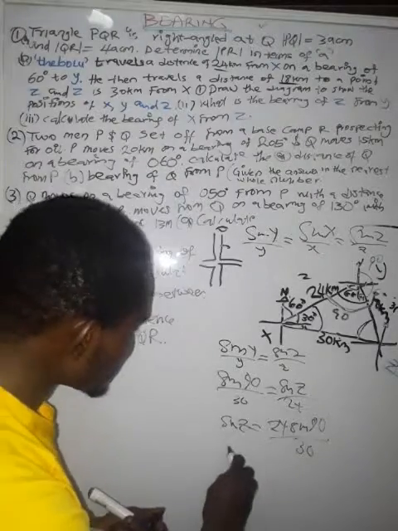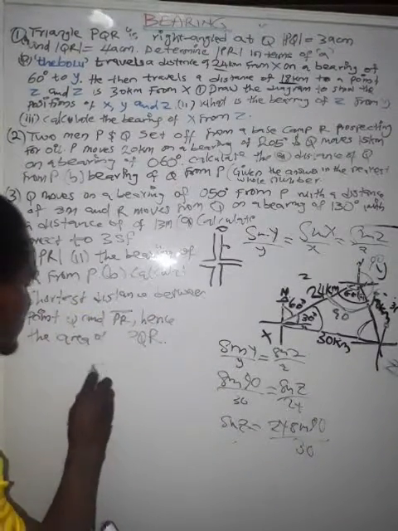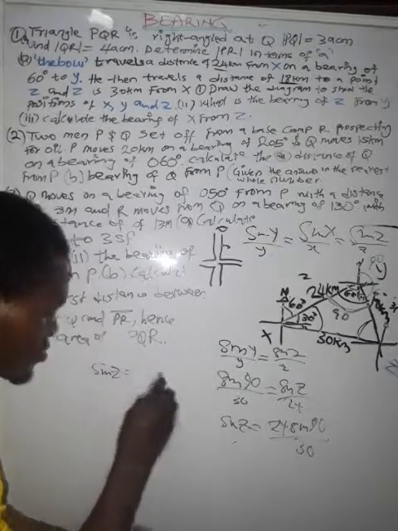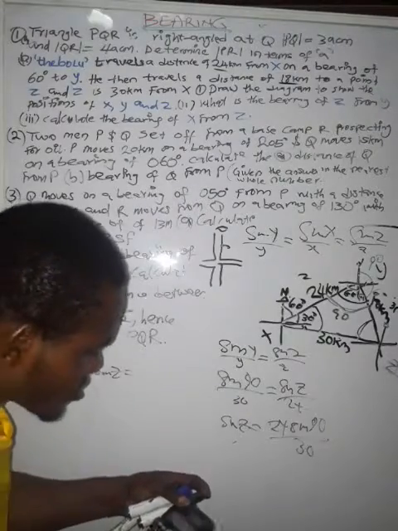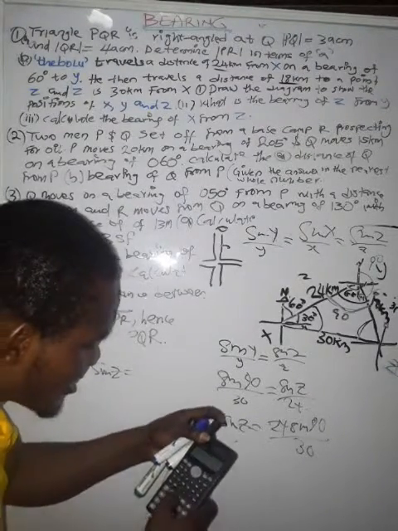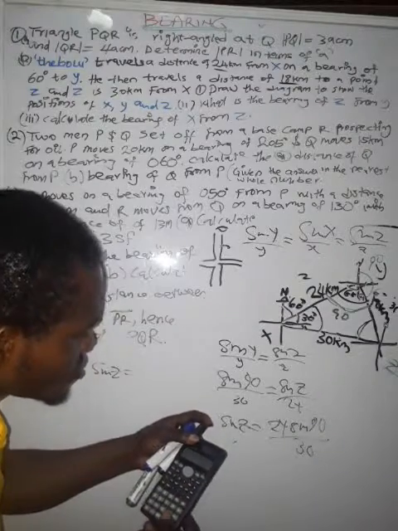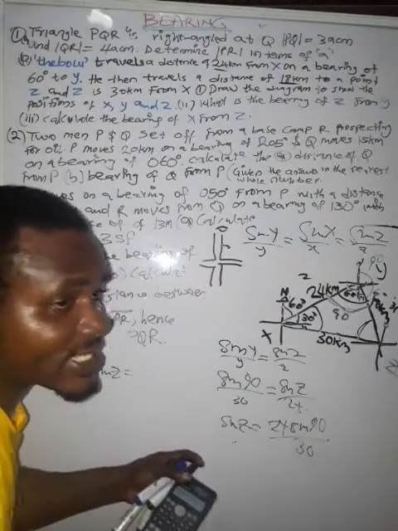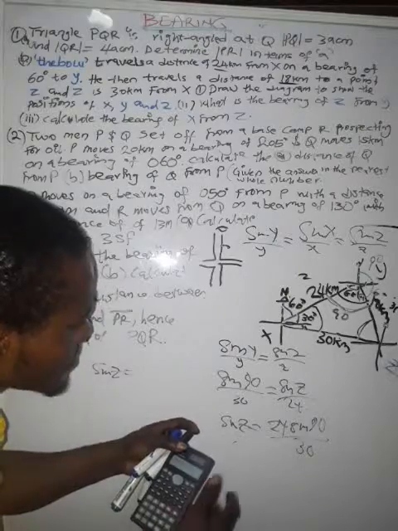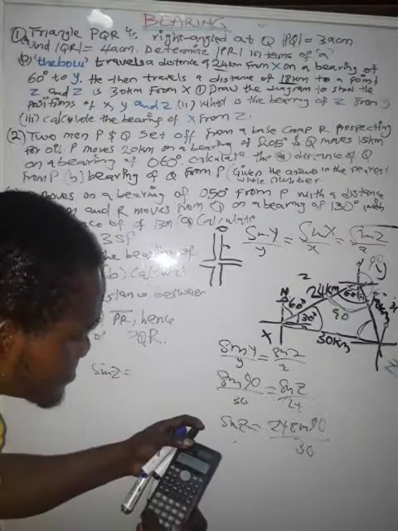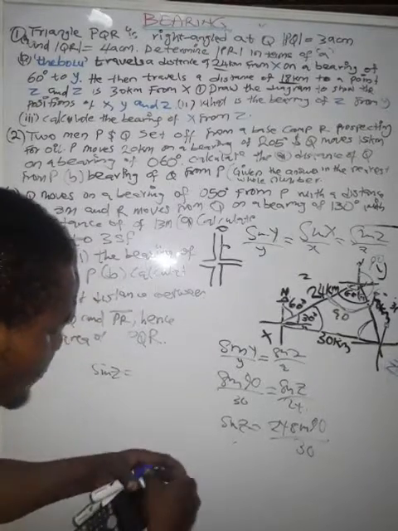Here we now have sine z equals, so let me use my calculator. I press 24 sine 90 equals. Sine 90 is 1, so 24 divided by 30 is 0.8.